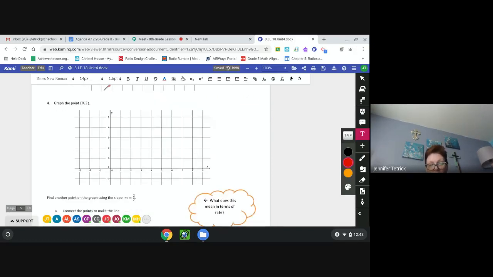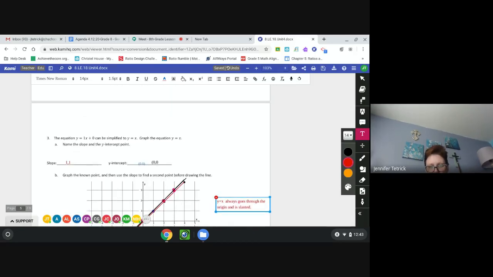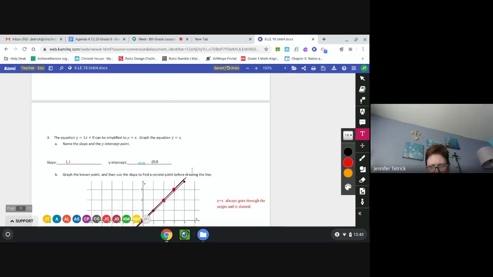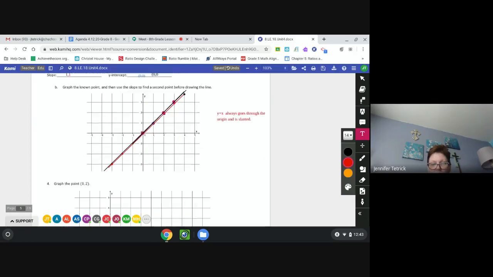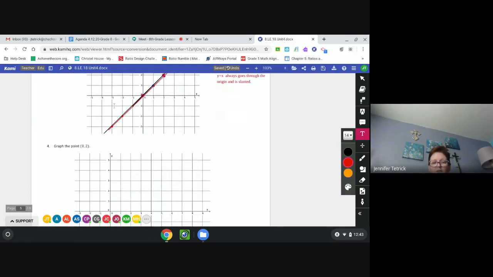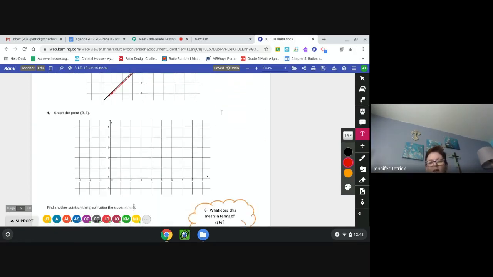Wait a second. Now it says graph the point 0 to. I think we jumped ahead over here. Did we jump ahead? We did. So this one we don't care about because you guys did all that there.